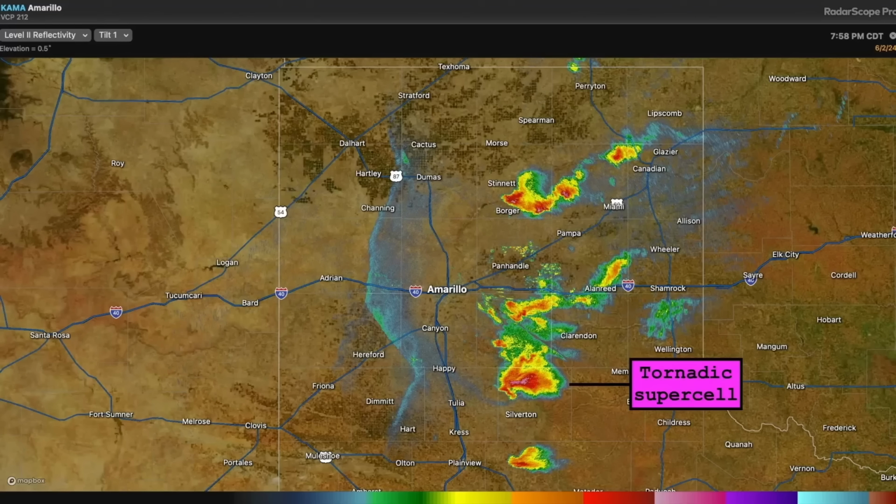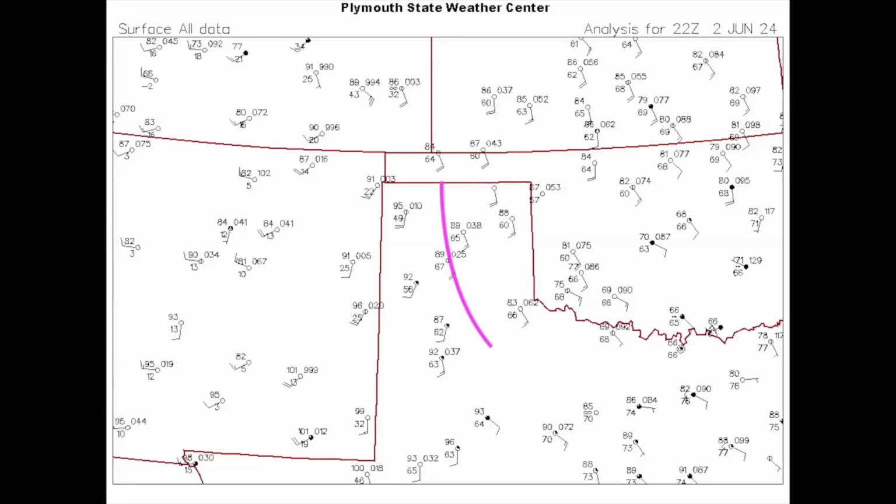This happens somewhat frequently in higher terrain areas like Colorado or the Caprock of West Texas. A look at surface observations can provide confirmation of how strong the temperature gradient is across a boundary.